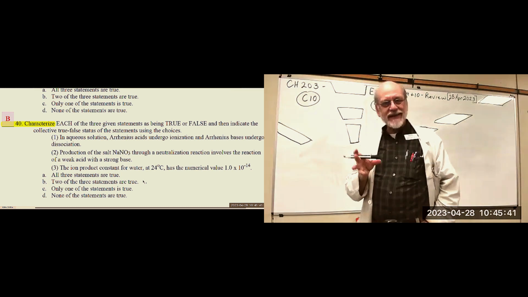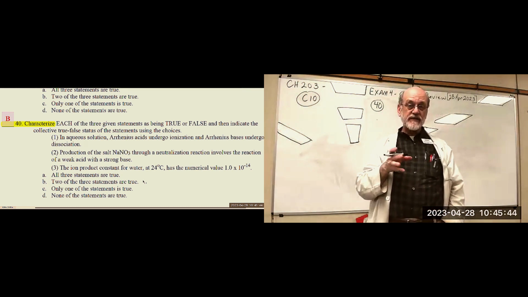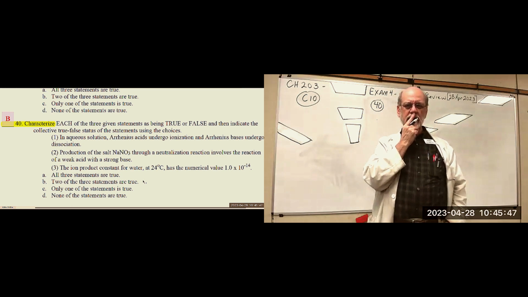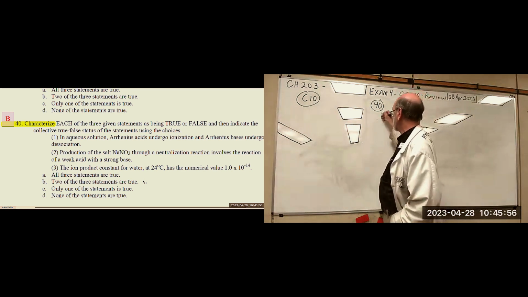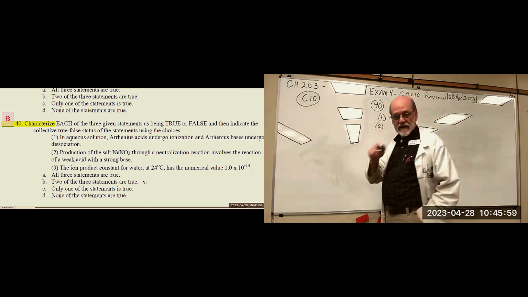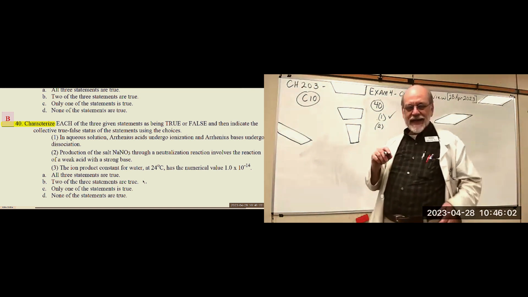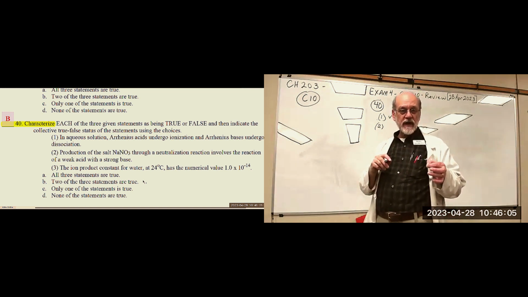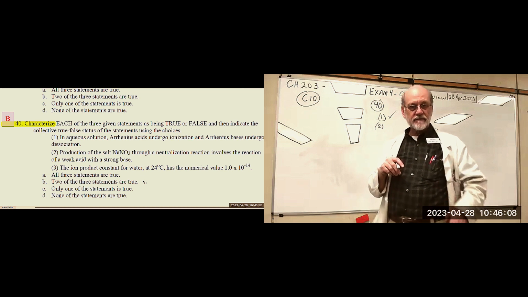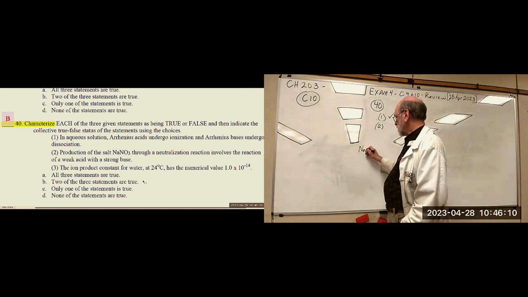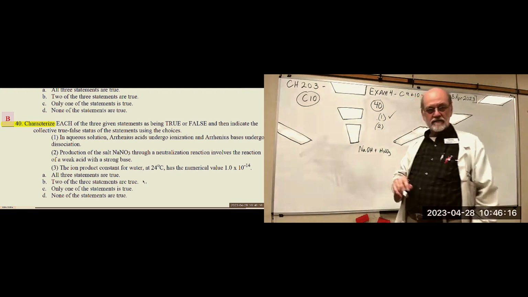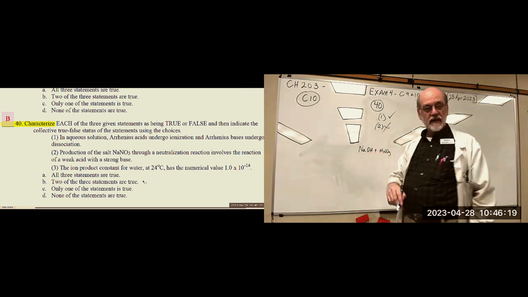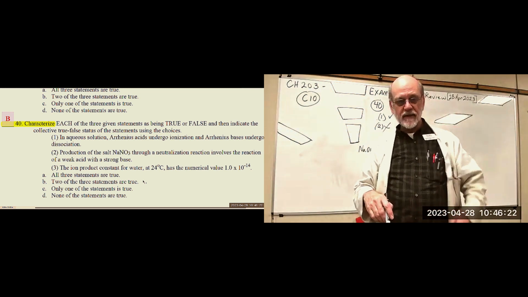In aqueous solution, Arrhenius acids undergo ionization and Arrhenius bases undergo dissociation. Let's see. Yeah, acids ionize, bases dissociate because they're already ionic compounds. That's true. 1 is true. How about 2? Production of a salt, NaNO3, through a neutralization reaction involves the reaction of a weak acid with a strong base. Well, it would result from this plus this, correct? Right? 2 is false. That's a strong base and a strong acid.